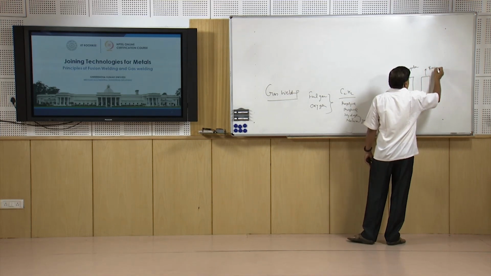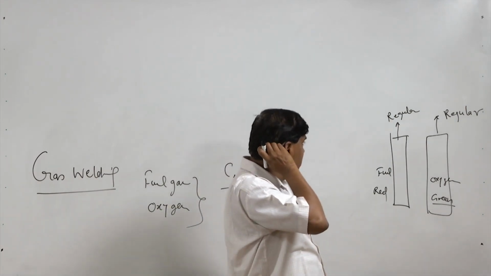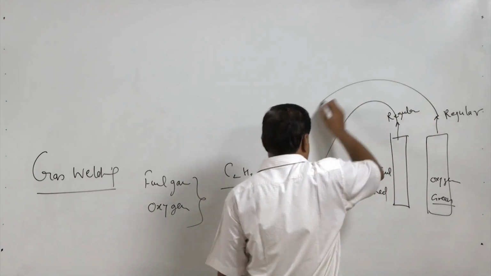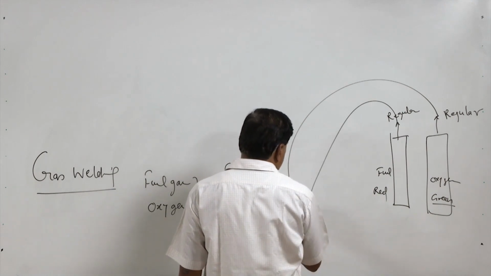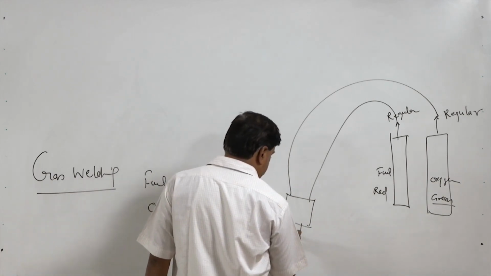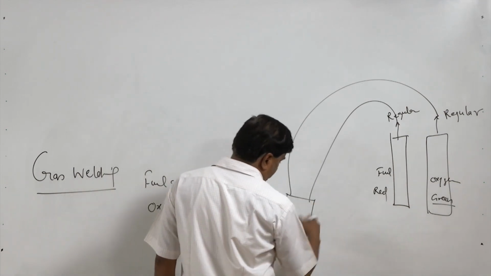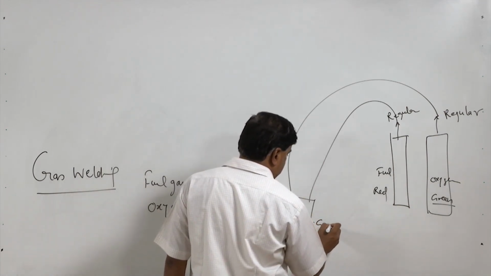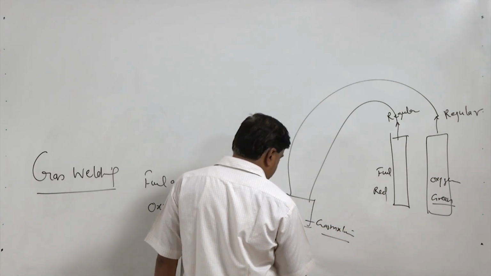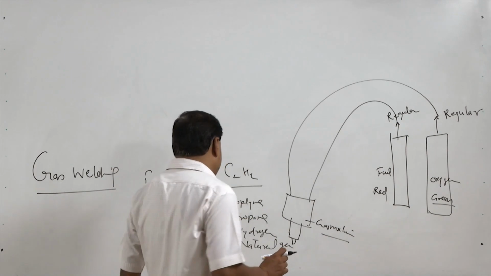Regulators are used which will bring down the pressure of the oxygen or the acetylene to the normal working pressure, and then these are connected through the proper mixtures, and then it is fed to the torch. Now the torch, here this gas mixture will be coming out and here using a suitable lighter or igniter, the gas flame is generated.